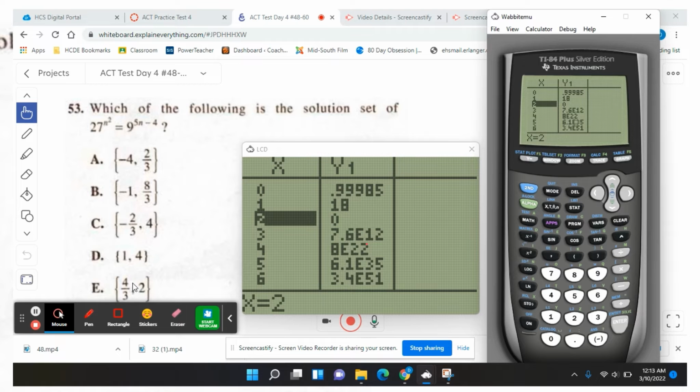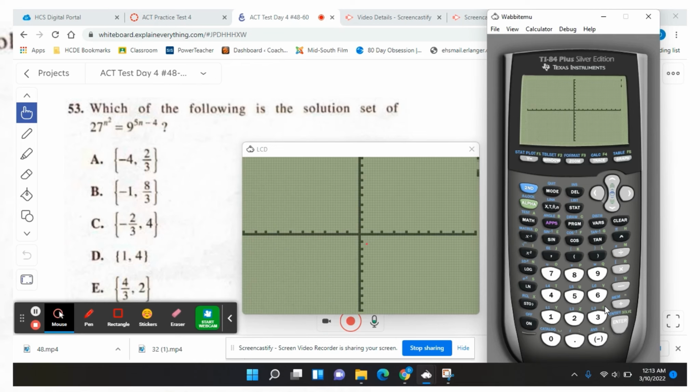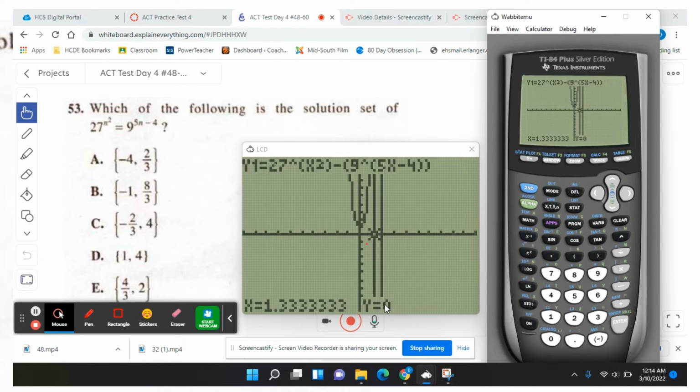But I'm going to just show you another skill, and that's checking the value 4/3. If I hit second trace, the first option is value. This allows you to look up which value I'm interested in down in the bottom, and I'm interested in 4 divided by 3, 4/3. When I hit enter, you can see that this has a value of 0, which is my other solution.